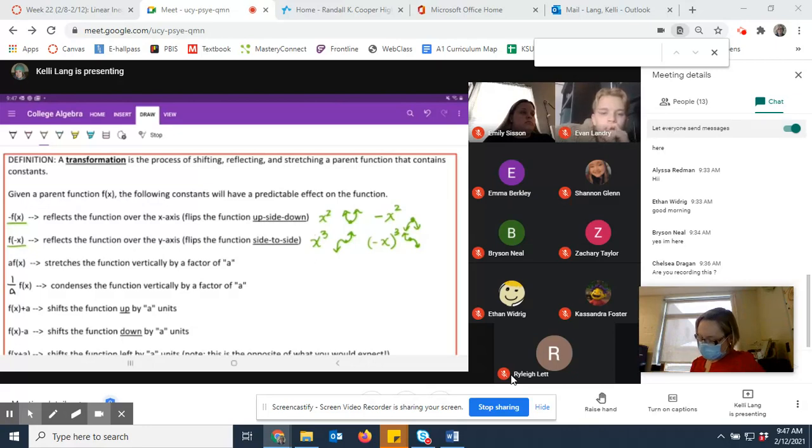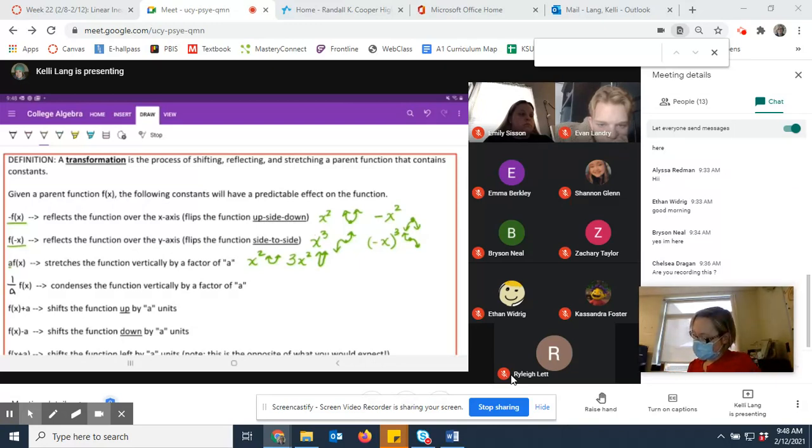If we have a constant out in front of our function, so instead of an x squared, if you had a 3x squared, we put a constant out in front. It's going to take our normal looking parabola and it's going to stretch it up and make it really skinny. So it stretches the function vertically. It makes it really skinny.